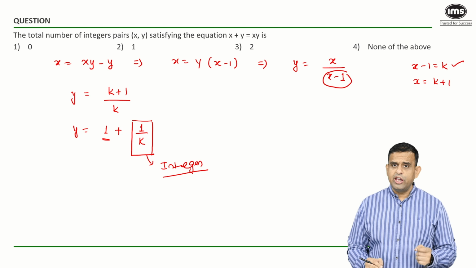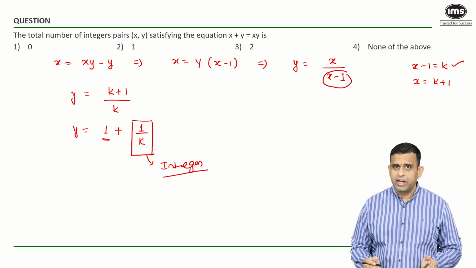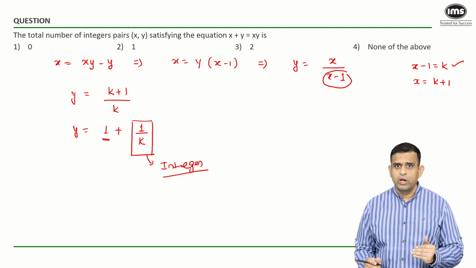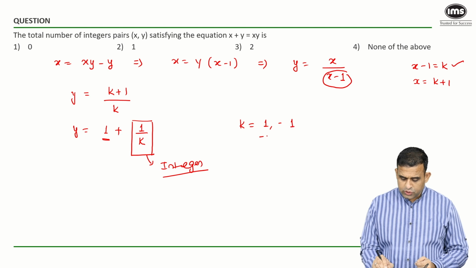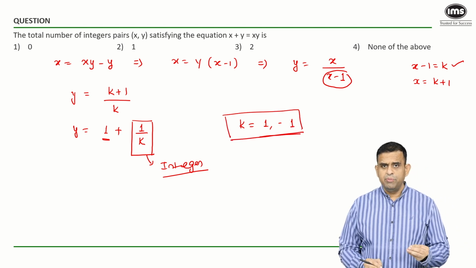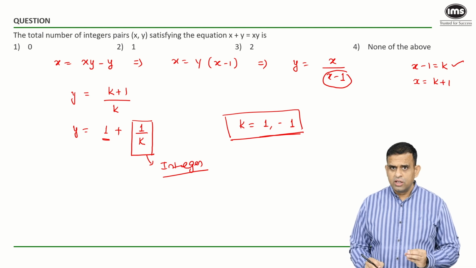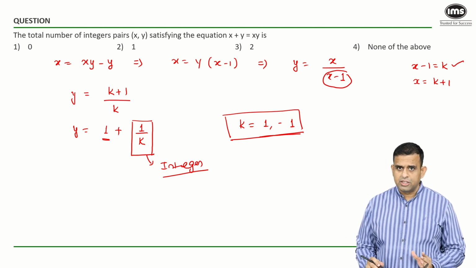And what value of k should you choose? I want to choose the value of k, either positive or negative, such that it can divide the number 1. And the only choice would be k equal to 1 or minus 1 over here. So please note, I told you k will be equal to 1 or minus 1, and let's see whether we have a problem if I put k equal to 1 or minus 1.